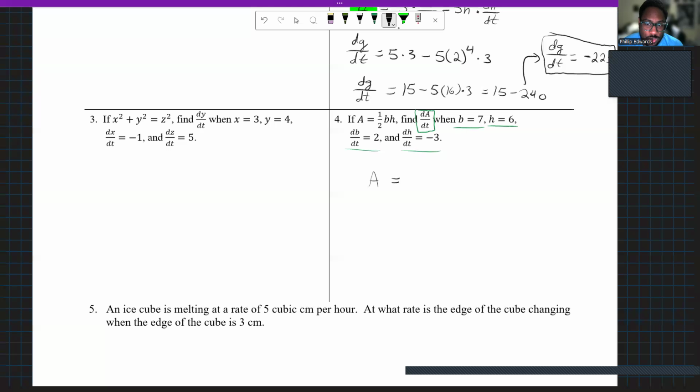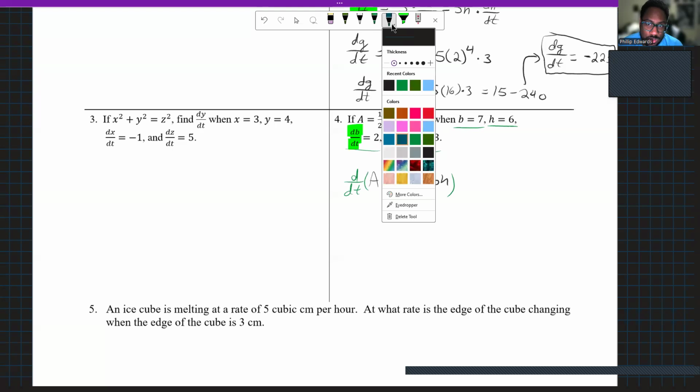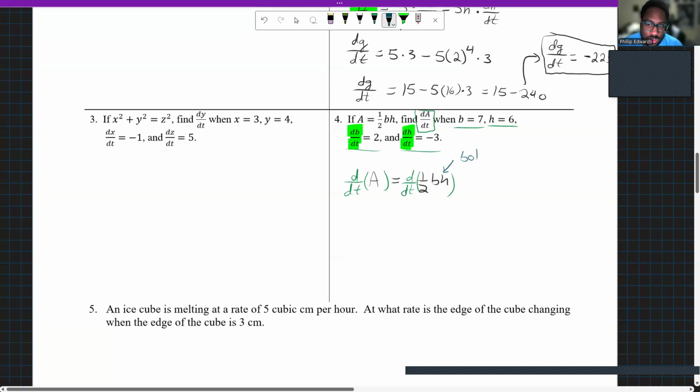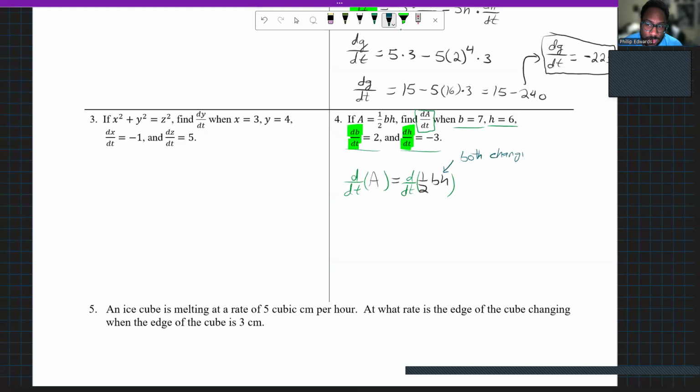We're going to set it up the same way. We're going to take our original formula and derive both sides with respect to time. The important thing to recognize whenever you deal with a question like this is that if you have dB/dt and dH/dt, then both of these are changing with respect to time. And since we're multiplying them together, I need to use the product rule. If one of these was constant, then I wouldn't have to worry about doing this.